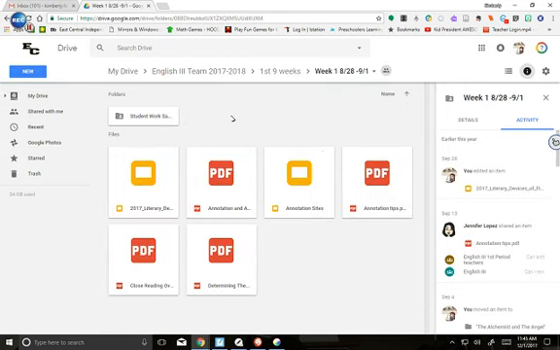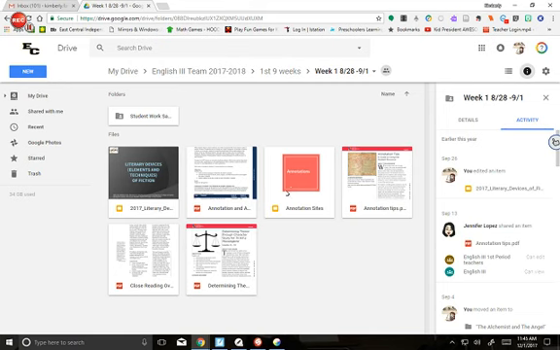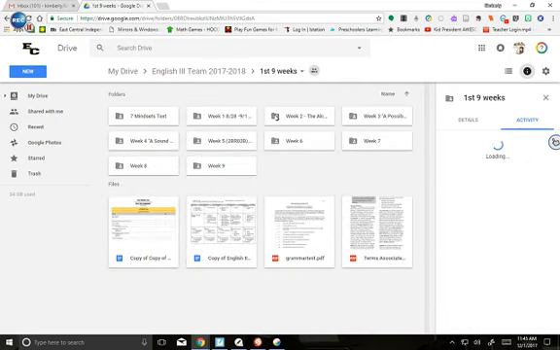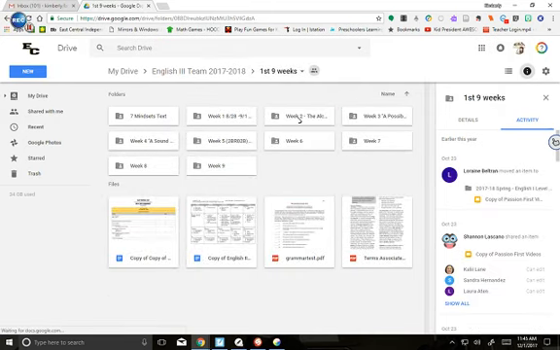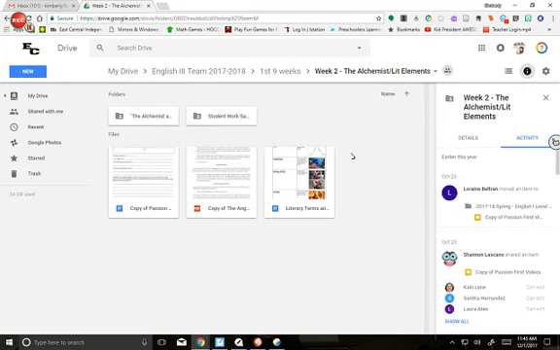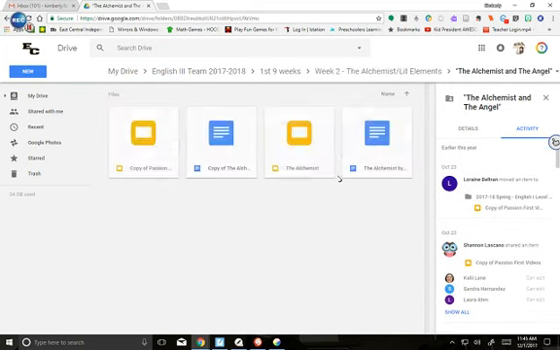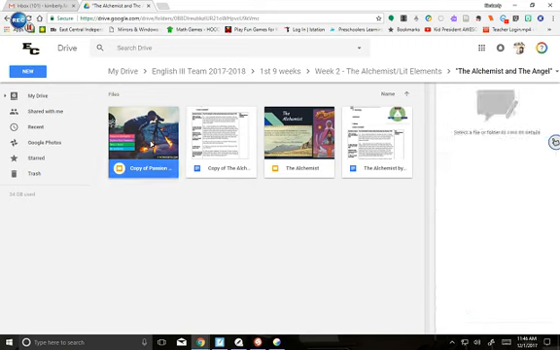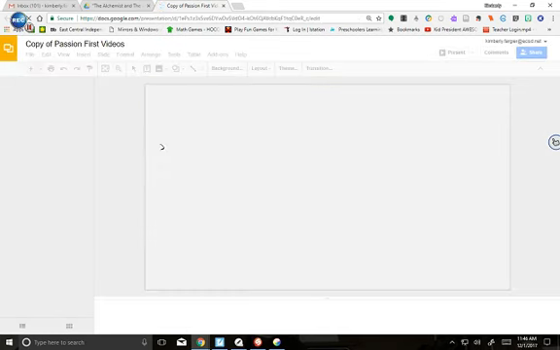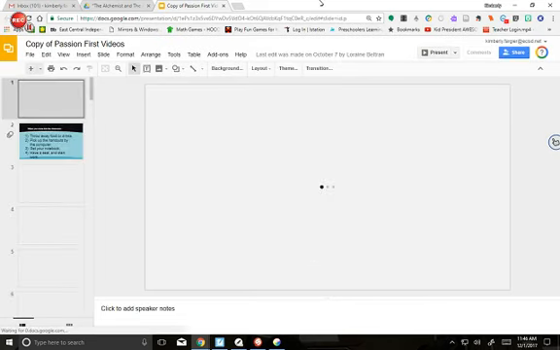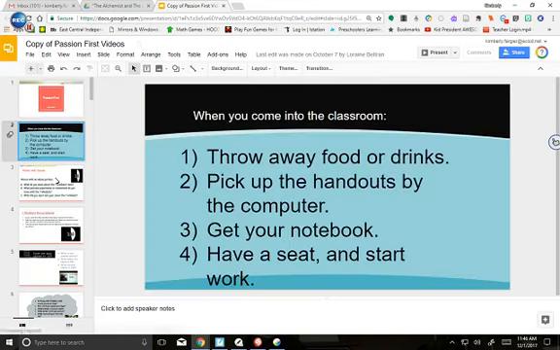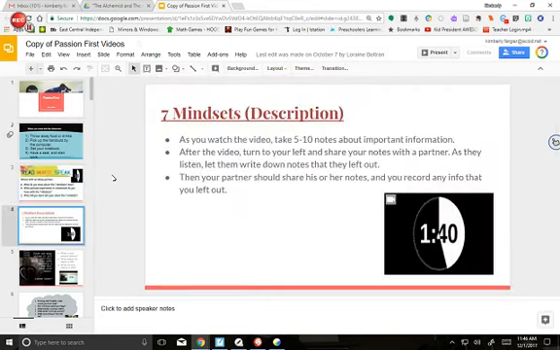Within week 1, here you have different student work samples and things that we were working on. Let's try week 2. You can see the different folders. Here was Passion First, a Google slide that was invented. I created this, we created this in the summer. All of us collaboratively share the slides and add to it during the day, so we're working collaboratively.